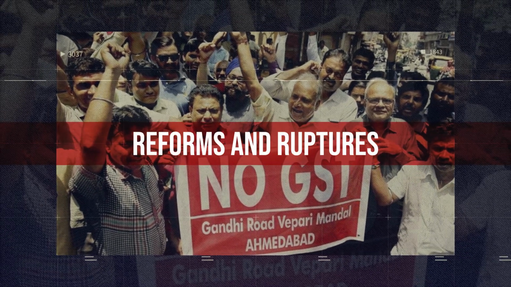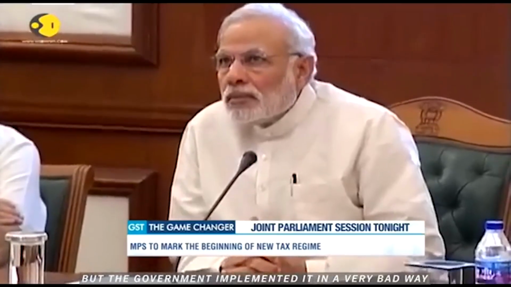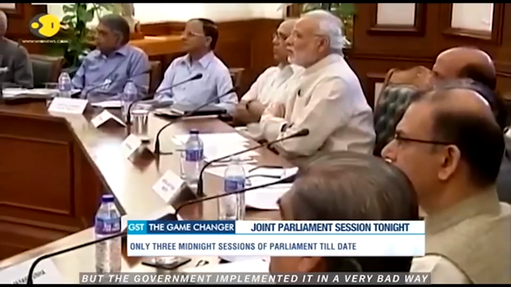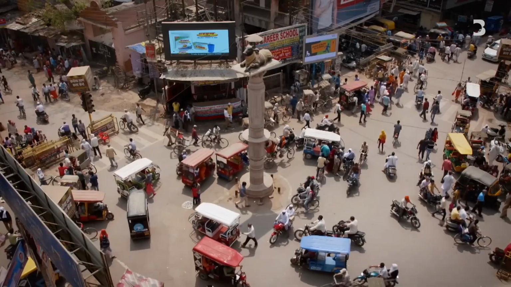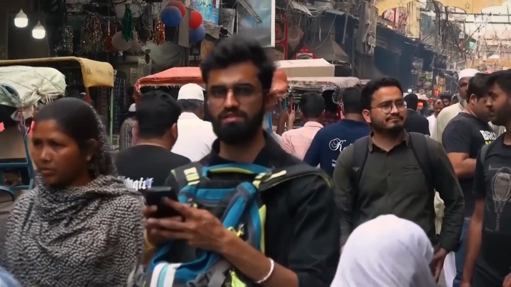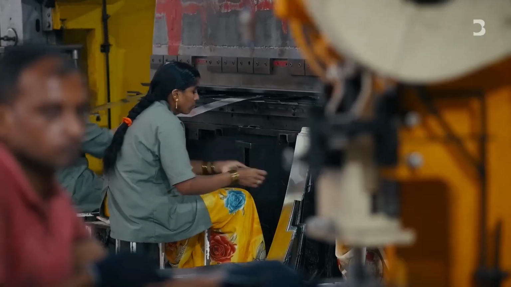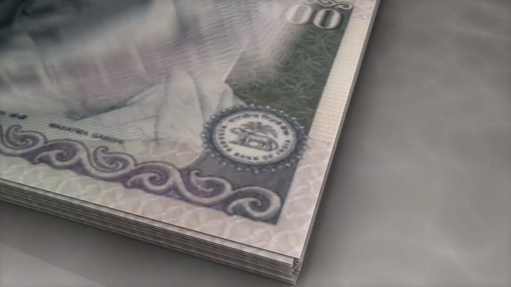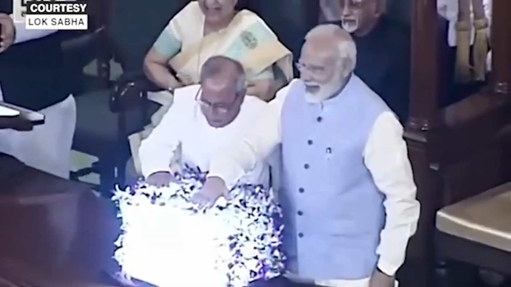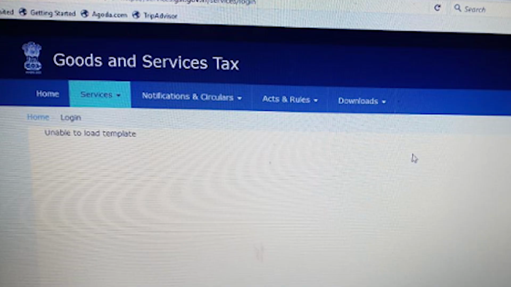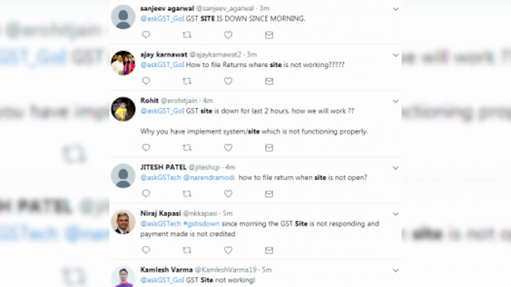At the heart of Modi's economic agenda is the Goods and Services Tax, a landmark reform aimed at simplifying India's complex tax structure. The GST promised to create a unified national market, boost economic growth, and increase tax compliance. However, when the first GST returns were filed, the system crashed, highlighting the technical hurdles in rolling out such a massive reform.